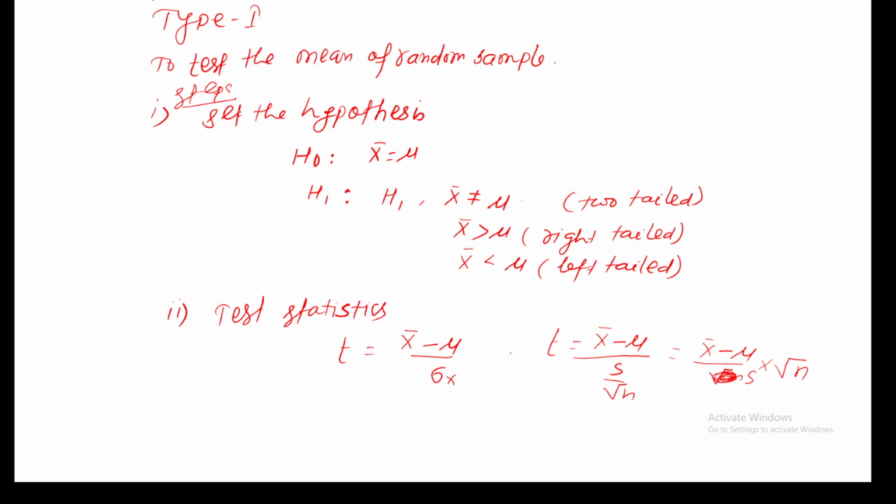First, to test the mean of a random sample, we set the hypothesis: we assume that both means are the same. The alternative is that they are not the same, which means a two tail test. If it is greater than, it is a right tail test; if less than, it is a left tail test. For testing the mean of the random sample, the test statistic is T equals x bar minus mu divided by sigma x.